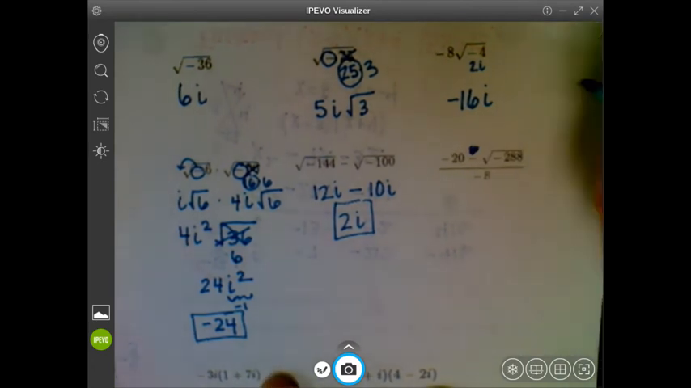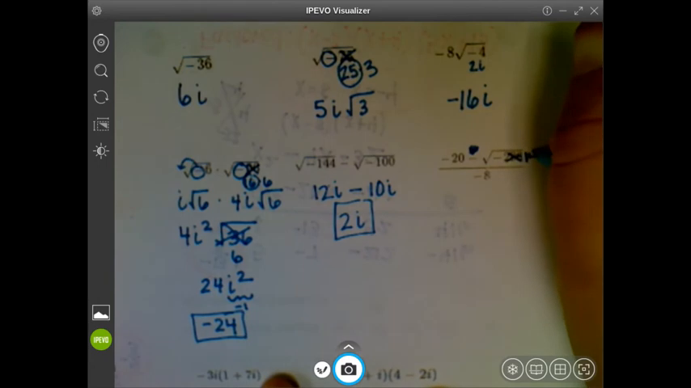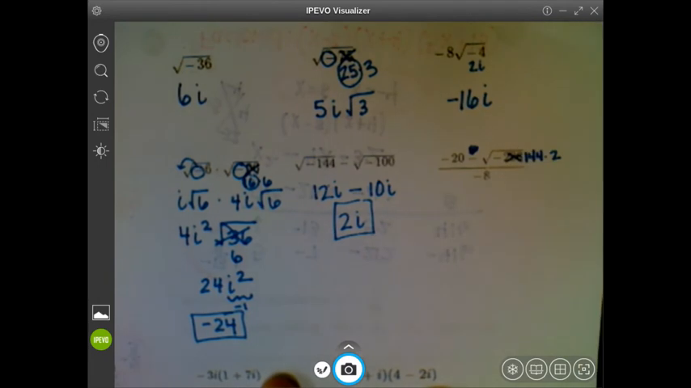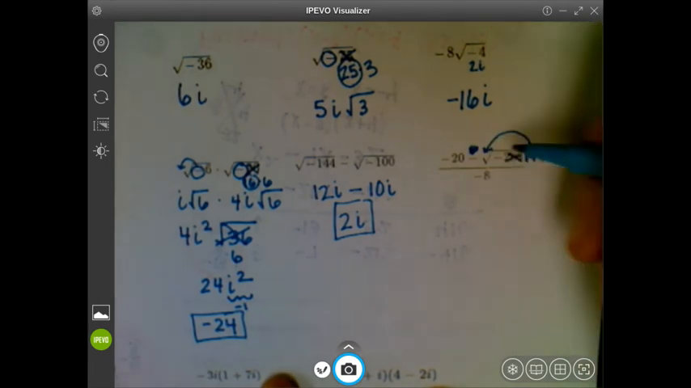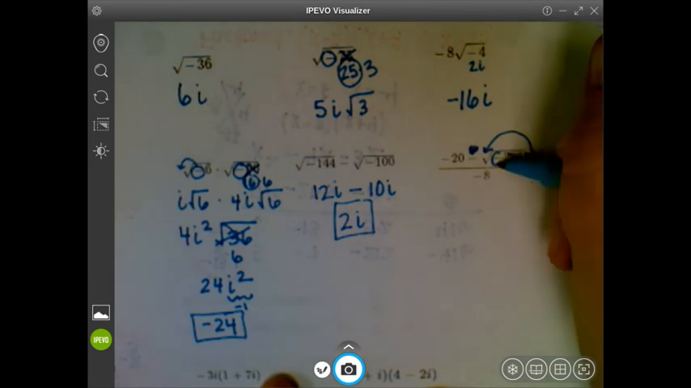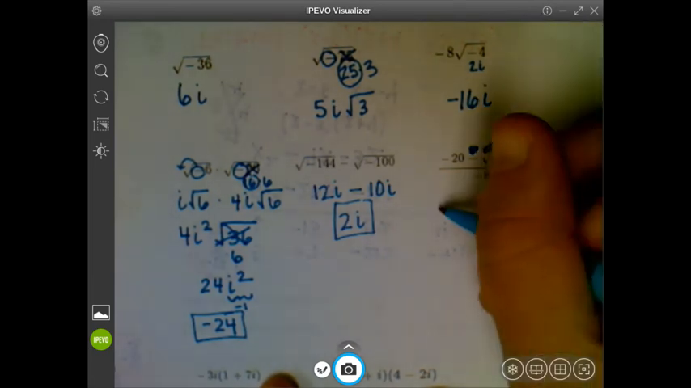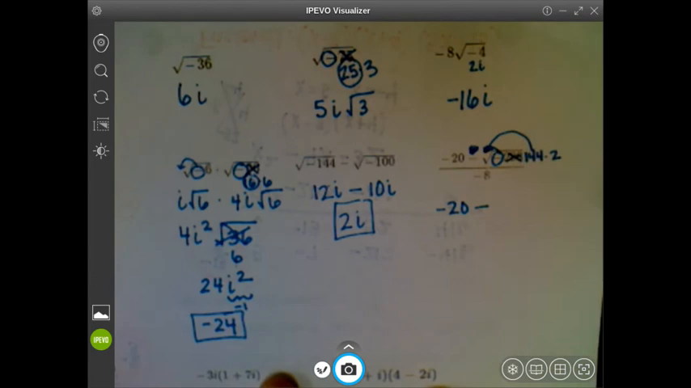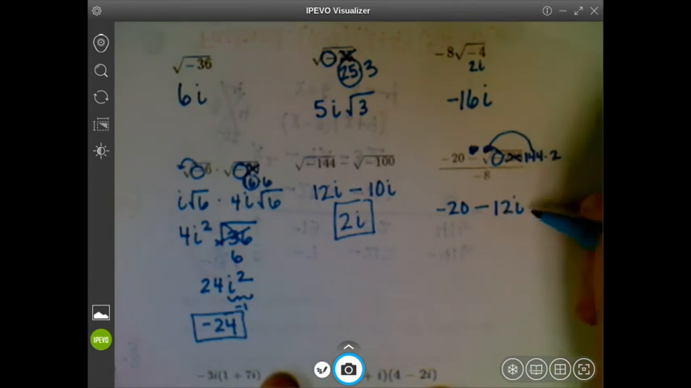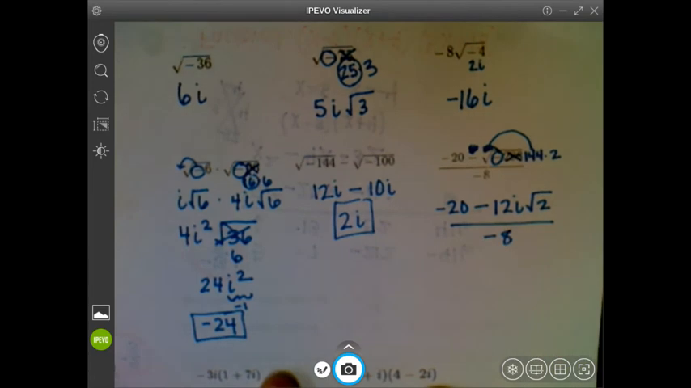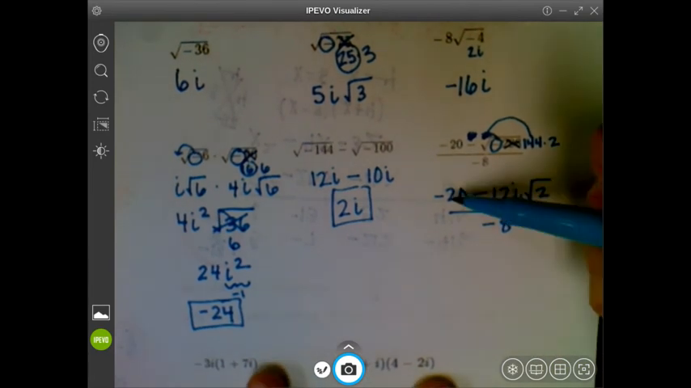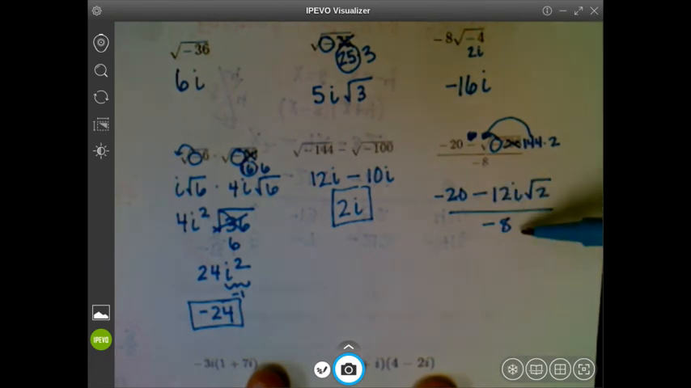288, that is 144 times 2. The 144 will come out as a 12, and the negative here will come out as an i. So this will be a negative 20 minus 12i square root of 2 all over a negative 8. And then to keep simplifying, you're looking at the negative 20, negative 12, negative 8, and you're going to simplify those three numbers. This is already simplified, so don't mess with that.